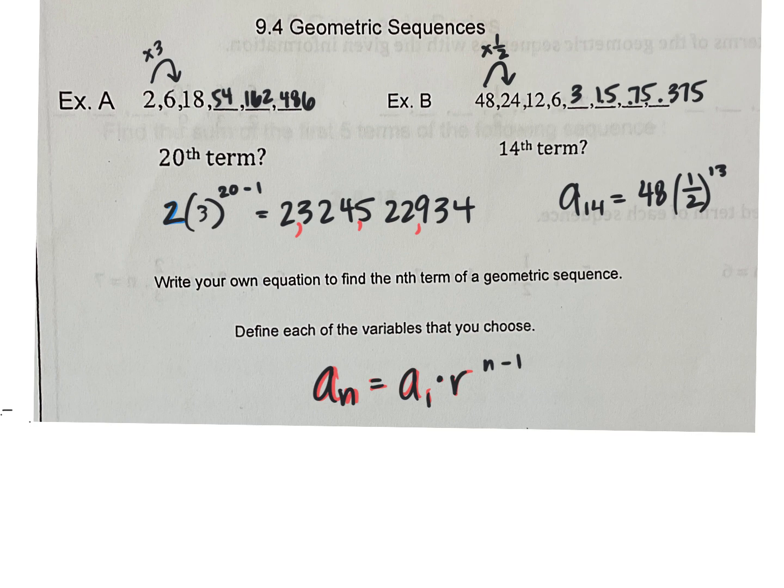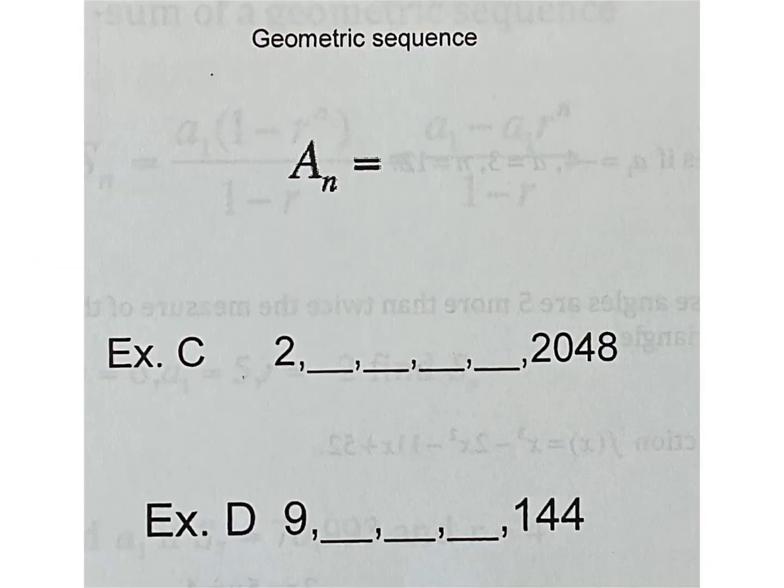Let's go type that in our calculator, see if we all get the same 14th term. 48 times 1/2 to the 13th. And then go math, enter, enter. Give it to me as a fraction. Well, I guess it doesn't really matter. 3 over 512, which is the same as 0.00586. Either way.